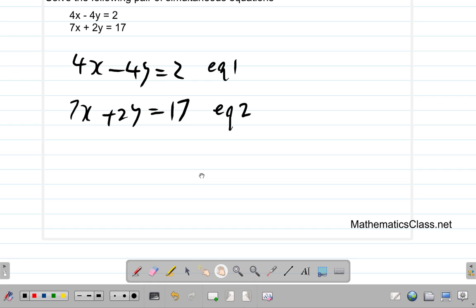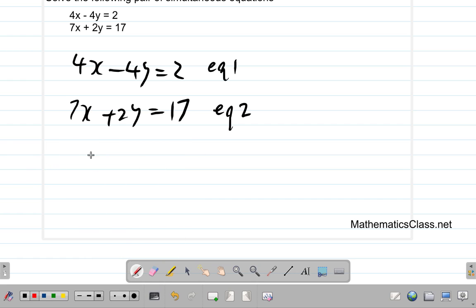Suppose we try to add the equations. Would we eliminate x or y? Let's see. Suppose we say equation 1 plus equation 2. 4 and 7 is 11, 11x, x is still there. Negative 4 plus 2 is minus 2y. Y is still there. Well, 19. Alright, we cannot eliminate x or y by adding.